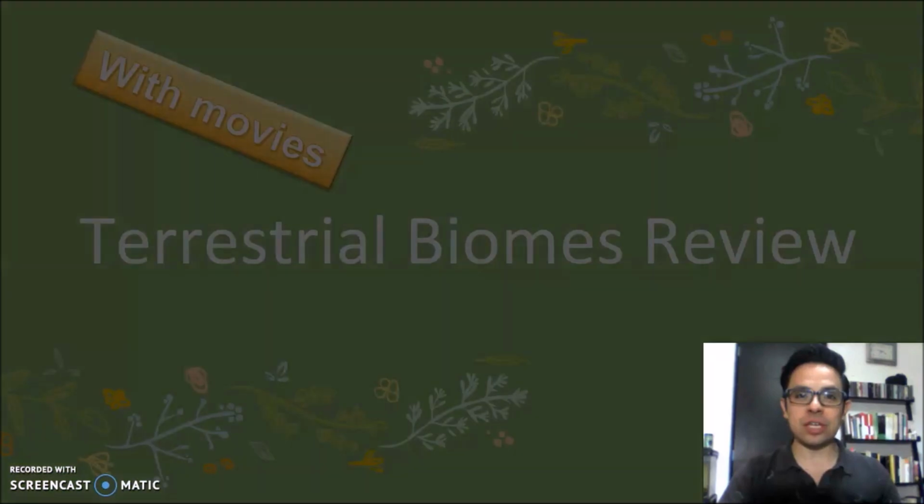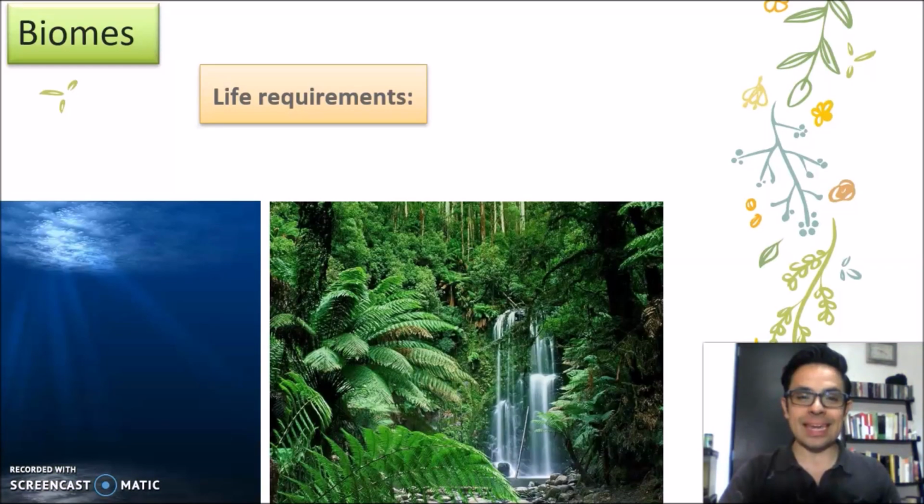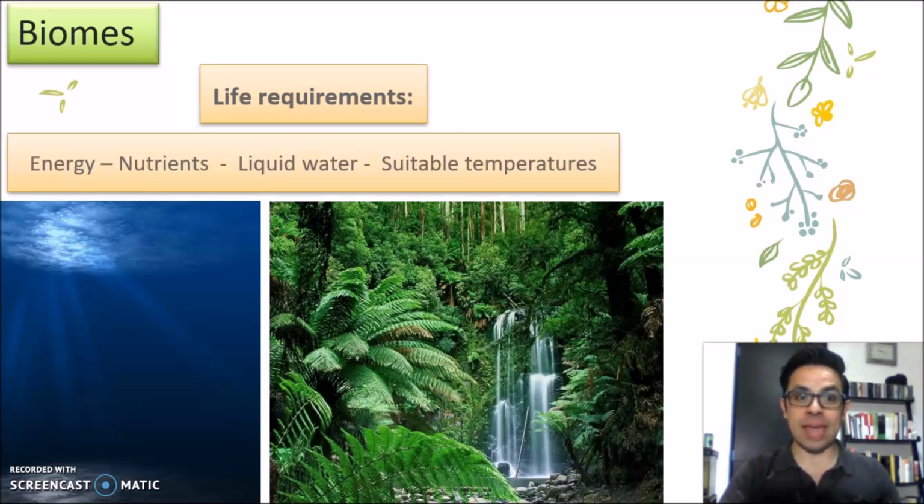The first thing you need to remember is that life depends on these four main factors, and they will also determine the abundance of the species. It will be the energy, the amount of nutrients, the availability of water, and suitable temperatures.